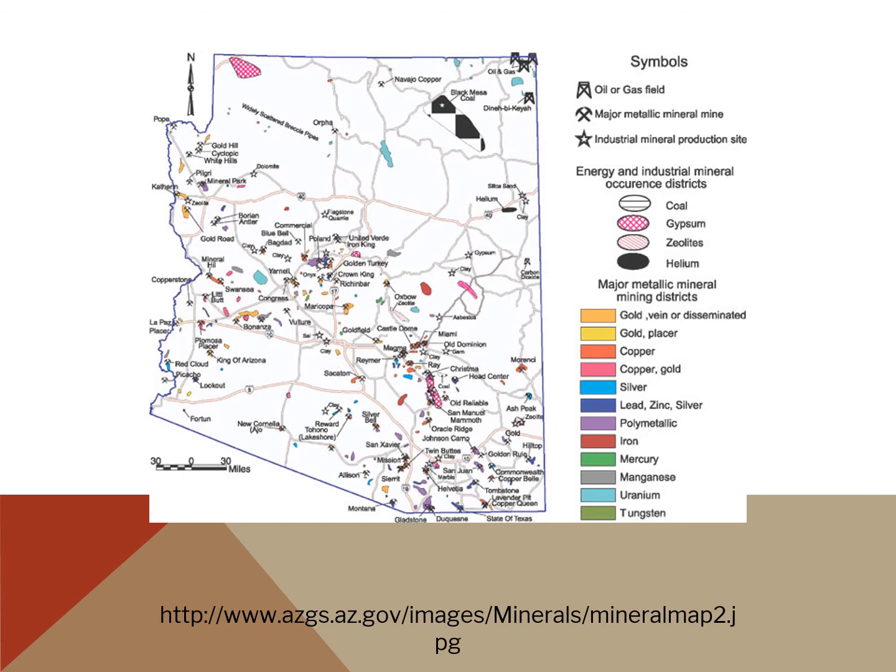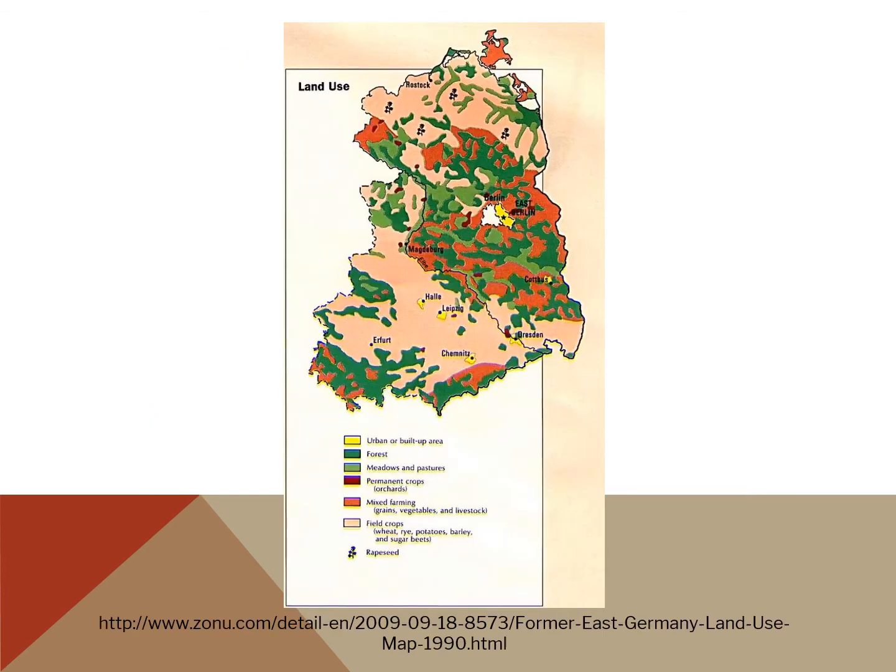Look at all the things that they mine in Arizona, and we can tell that because of this resource map. Another kind of map is a land use map. This one is for the former East Germany, which doesn't exist anymore. It's now just Germany, part of Germany. The land use maps will tell you what kinds of activities occur on the land.